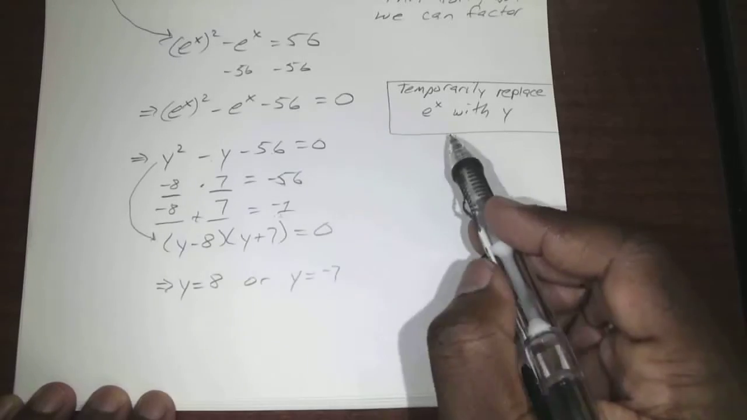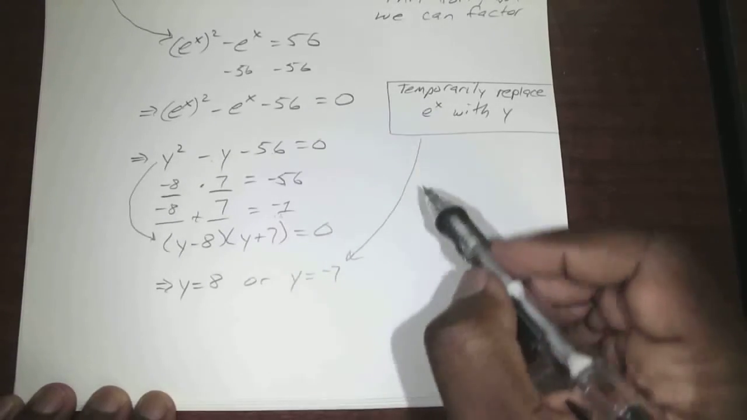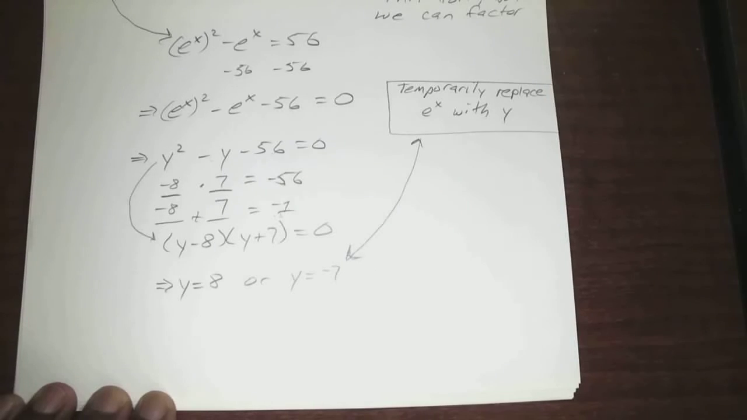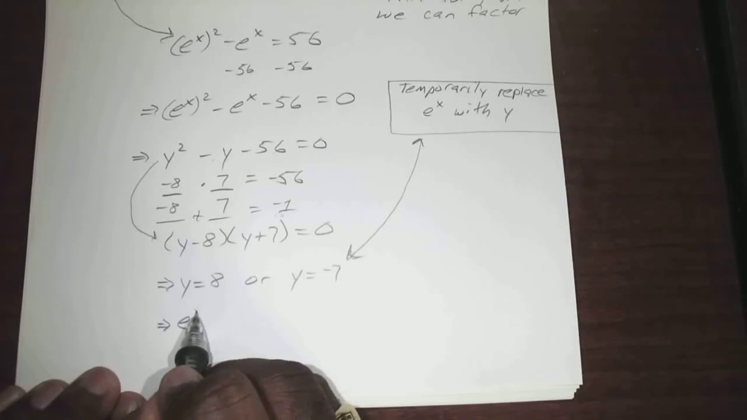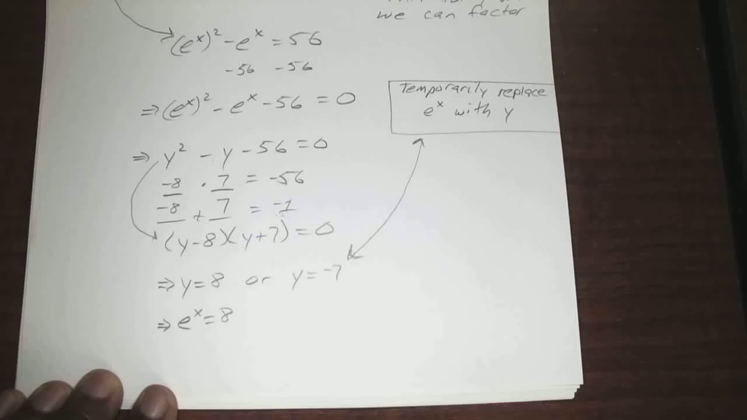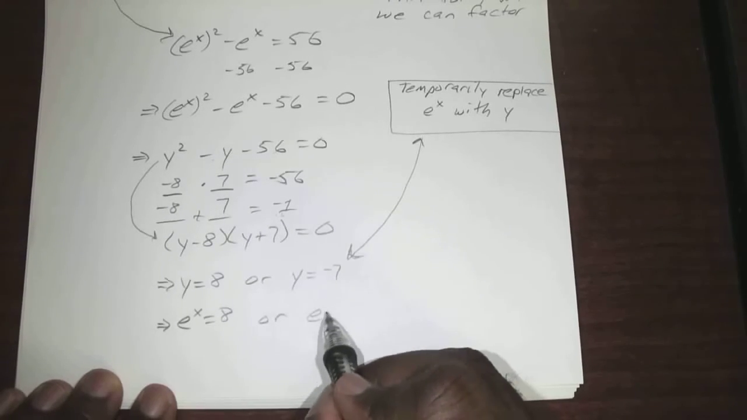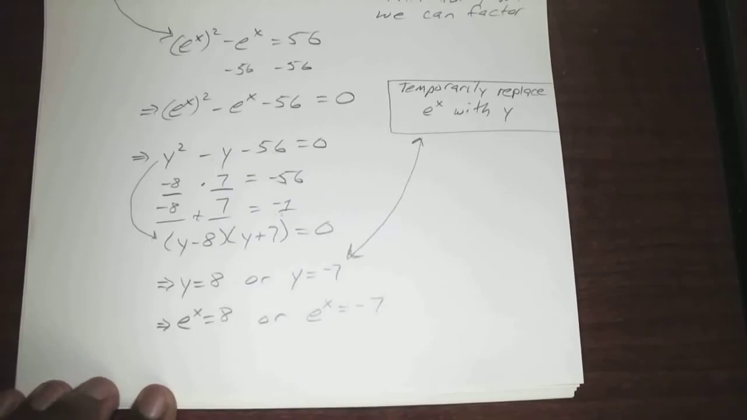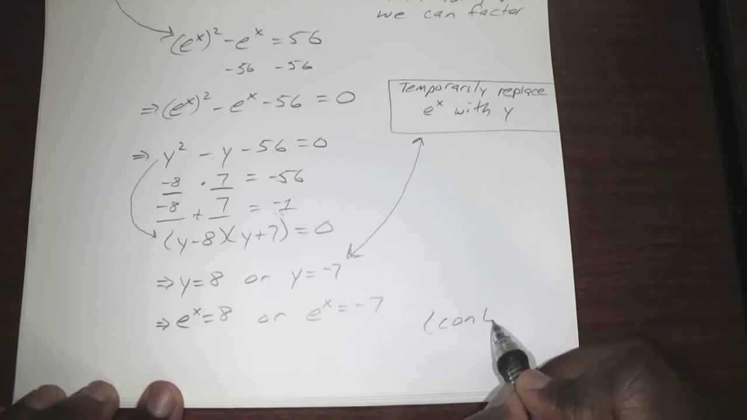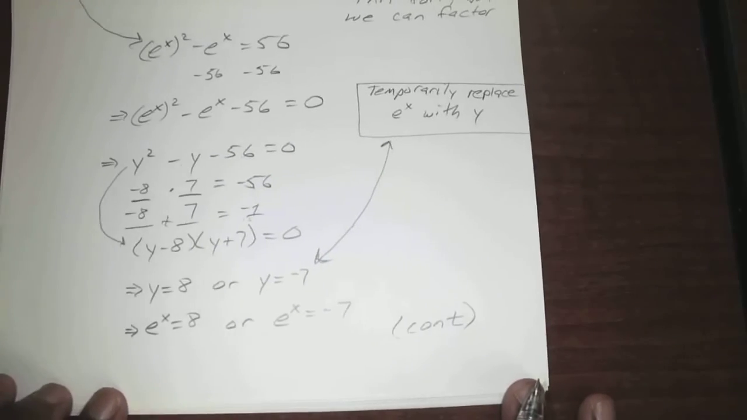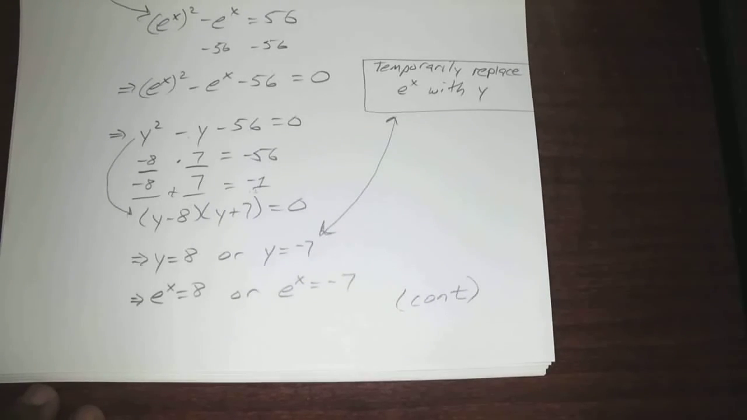Okay, but remember we temporarily replaced that e to the power of x, so we just have to change it back. Okay, so e to the power of x can equal 8, or e to the power of x can equal -7. And it's just one or two more steps, but I don't want to have to try and squeeze everything on here, so I'll continue that on the next page. I'll leave that up for a few more seconds.